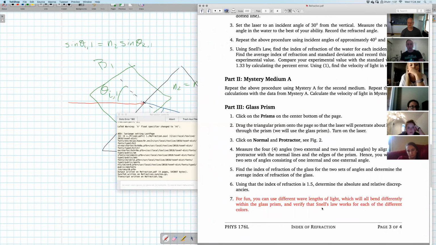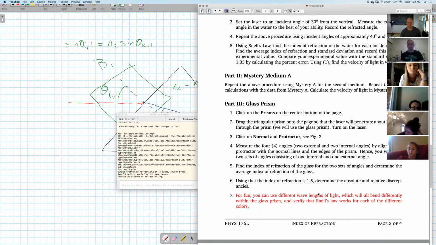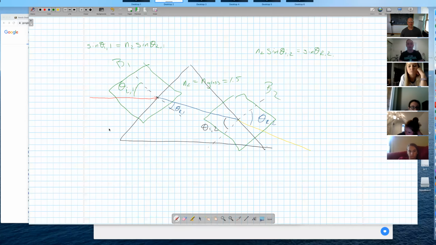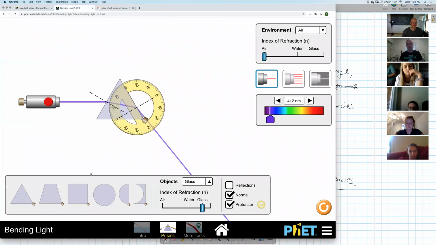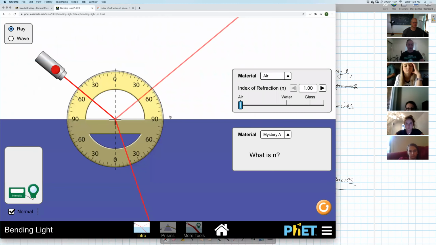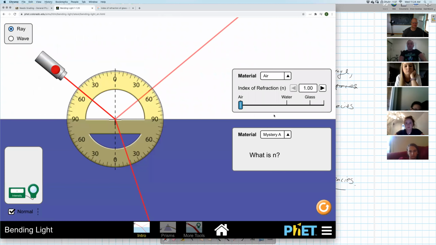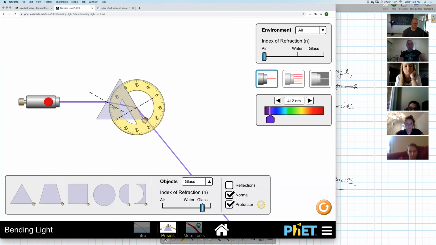So is everyone okay? A little bit clearer, hopefully. So yeah, basically that's it. So that's all we're doing here. So again, for the first 2, you're just using the original parts. So let me go back to here. So again, you're just going to use the intro portion. And for the first part, you're just using water. And then in the second part, you're going to use the mystery A. And then again, last part, just use the prism.